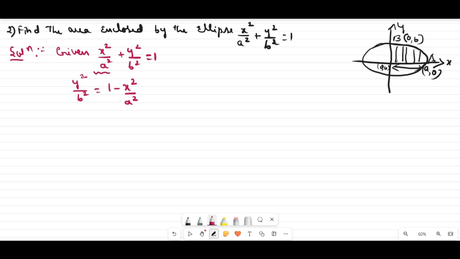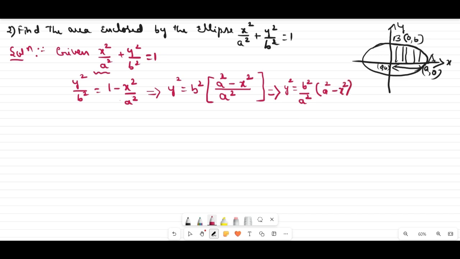See, we want only the y square value, so shift this denominator term to the right hand side. Then y square is equals to b square into, for these two terms I will take the LCM. The LCM is a square, so it becomes a square minus x square. I will take a square outside. So then y square is equals to b square by a square into a square minus x square. So this is the y square value.